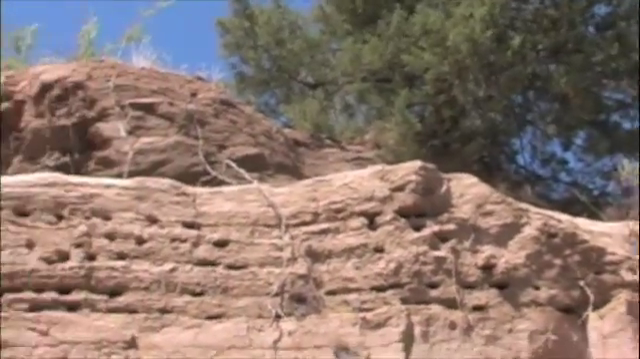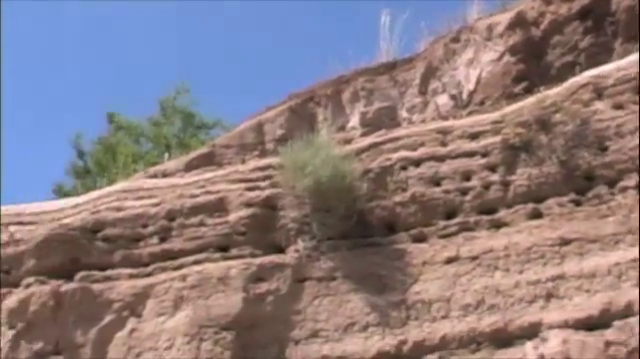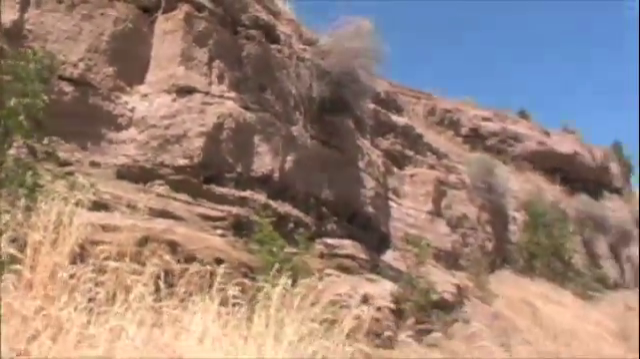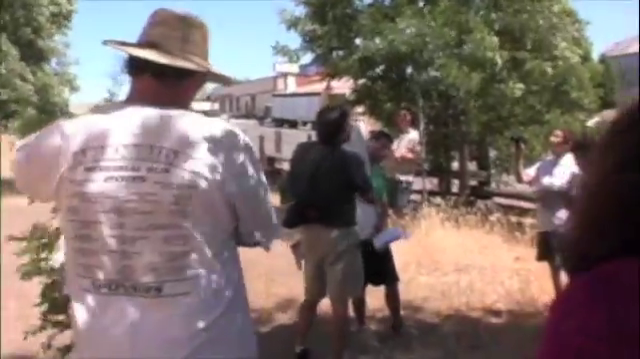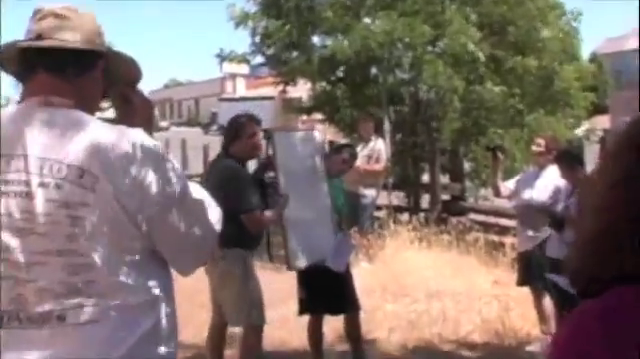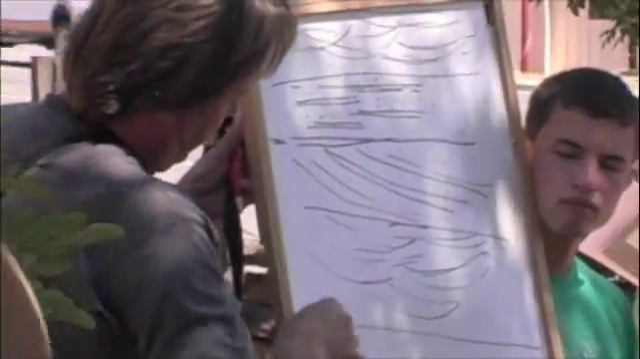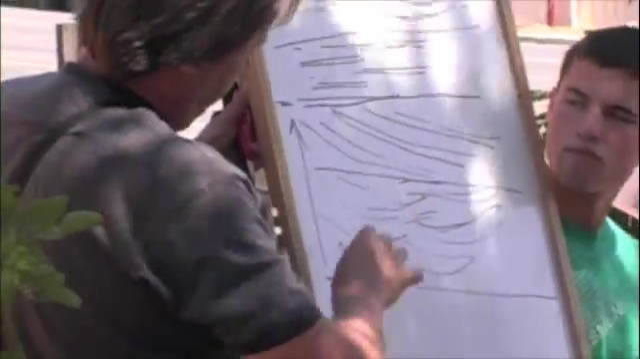We're into this cross bed set here, and then we're back into these channel systems, something like this. This is pretty classic river deposition, channel deposition. And then this up here suggests pretty quiet water. So I'm going to label this a little bit.